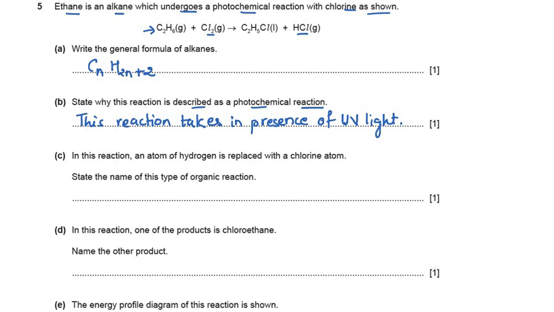It says in this reaction an atom of hydrogen is replaced with a chlorine atom. State the name of this type of organic reaction. Now let's understand what is happening in the reaction. Here it says hydrogen is replaced by chlorine atom in the ethane. So if it's a replacement reaction, for the organic reaction we will use the word substitution. So it's a substitution reaction. An organic reaction in which one atom is replaced by another atom is called a substitution reaction.